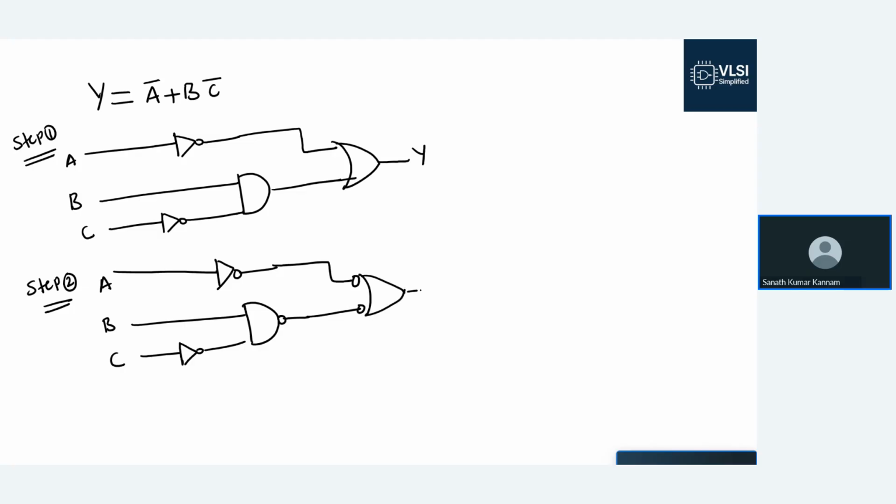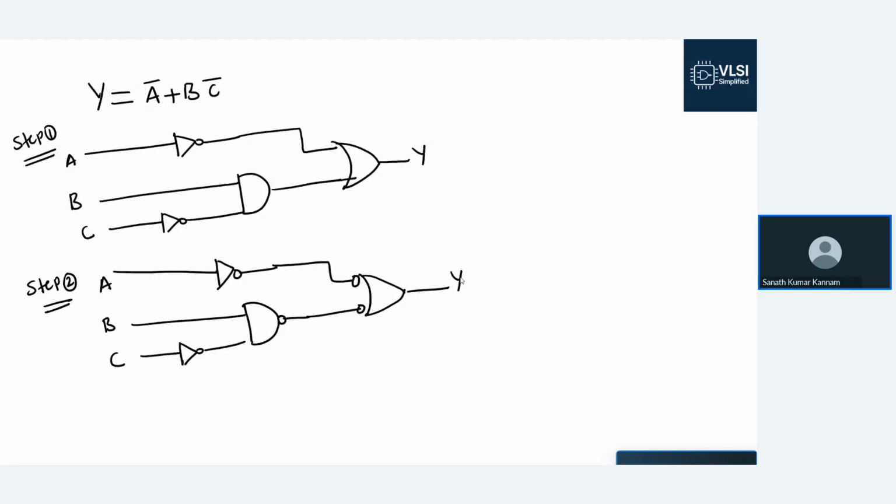I'm adding the bubble at the input, and this is output 1. Okay, and this is step 2. And step 3. So wherever you added the bubble, you need to add the inverter. Here you added the bubble, here you added the bubble, and here also you added the bubble. So wherever you added the bubble, you need to place the inverter. You need to add the inverters.